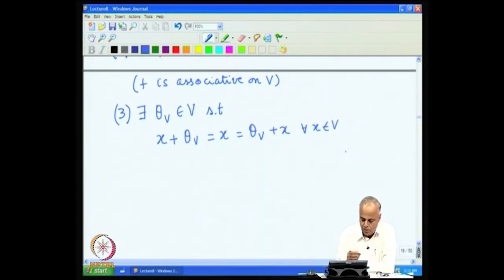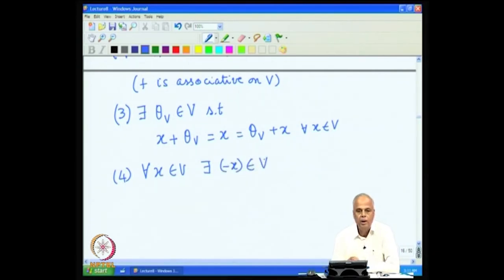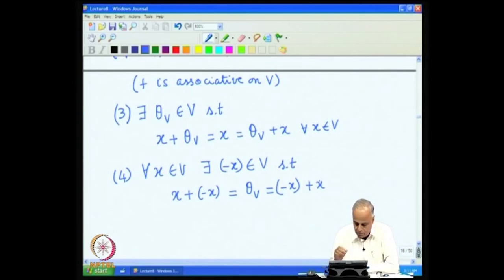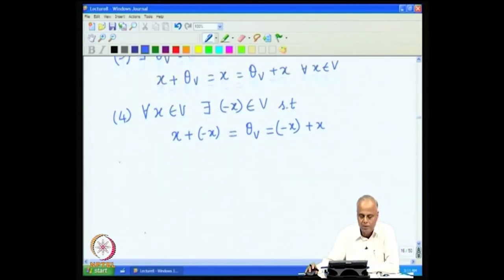Then we had the notion that for every element there must be a negative. That is, for every x in V, there must exist an element in V. Remember, the negative of a real number was a real number, and the negative of an element in R^k was in R^k. Now the negative of an element in V we want to be in V, such that when an element combines with its negative, it produces the 0. The 0 is now theta_V, so theta_V is equal to minus x plus x. These are the properties of plus that we demanded.